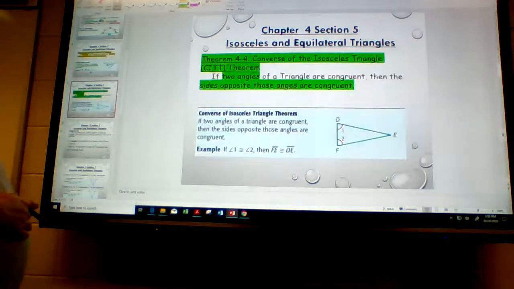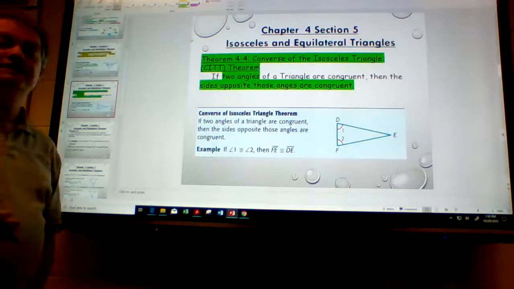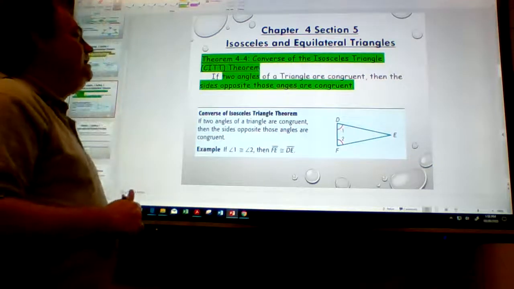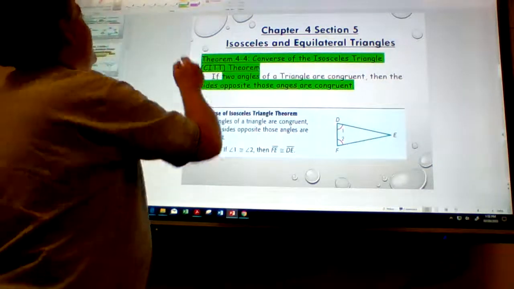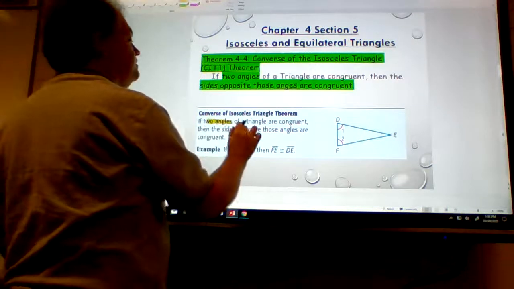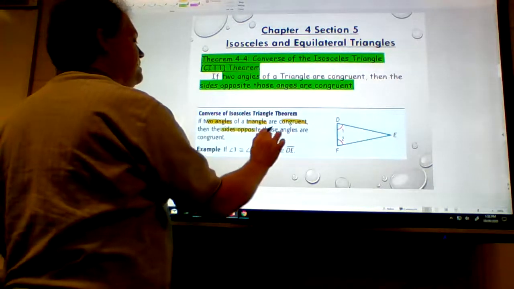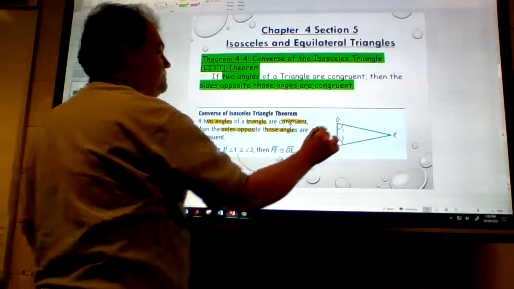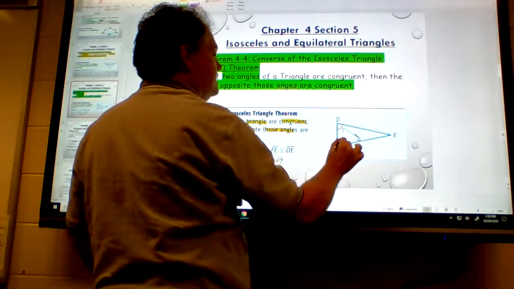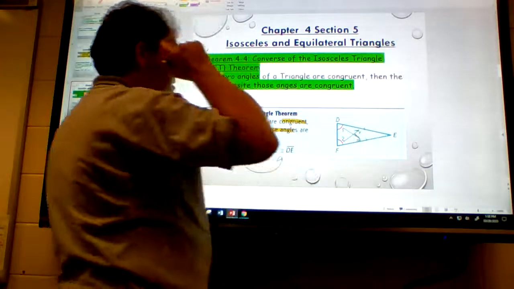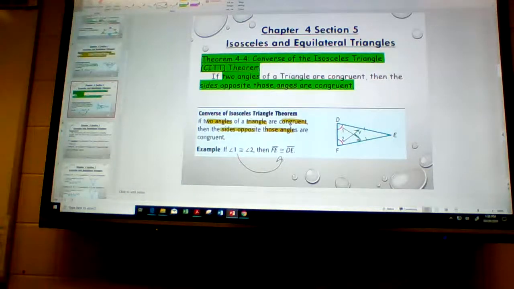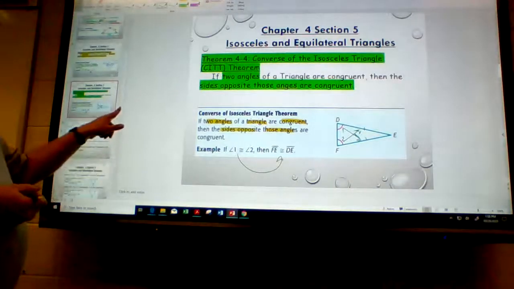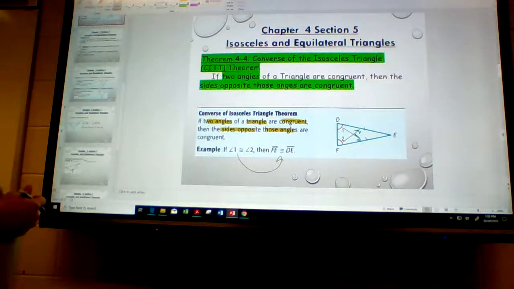Now, theorem 4.4 is the converse. I know some of you like to shoo the converse, but remember, converse means you flip it. So the converse of the isosceles triangle theorem says if two angles of a triangle are congruent, then the sides opposite those angles are congruent. So I'm going to flip this around this time, and this time I'm going to point from the angles to the sides. So if the angles are congruent, then the sides opposite those angles are going to be congruent as well. All right.